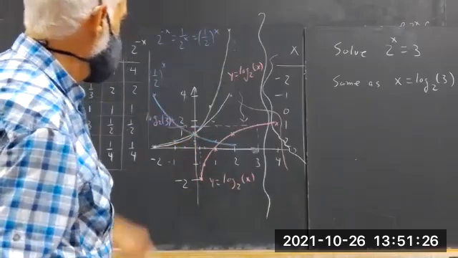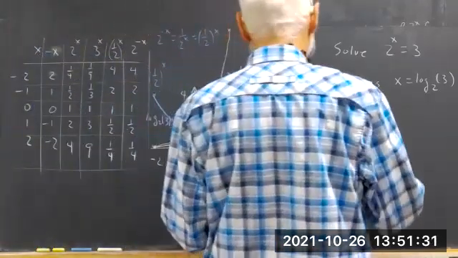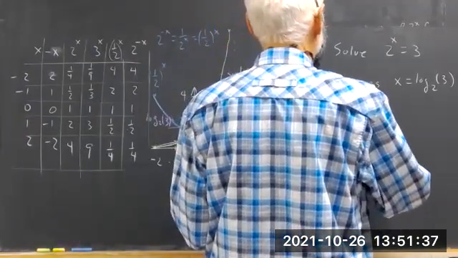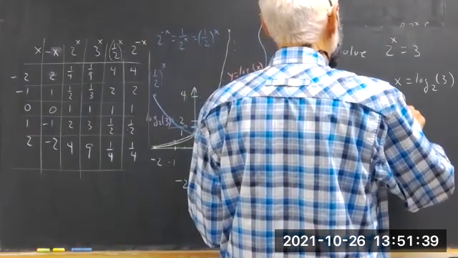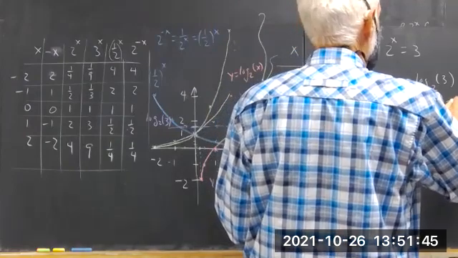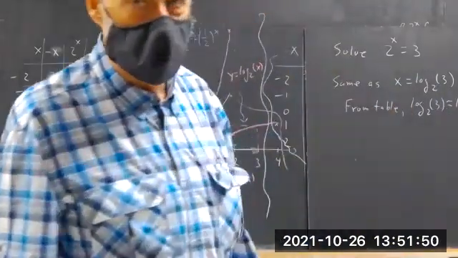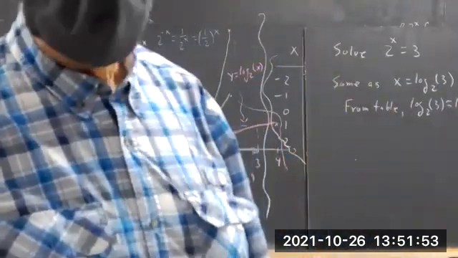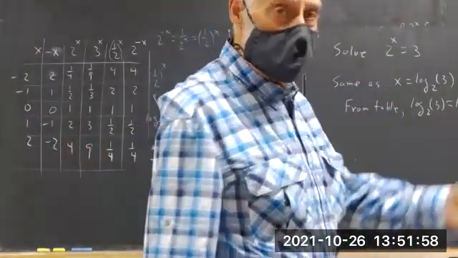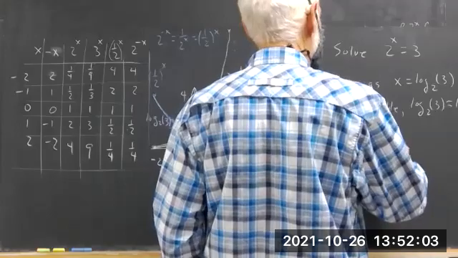Looks like it's about 1.6 or 1.7. I can't decide 1.6 or 1.7. I'm just going to estimate 1.65. Okay, that's not going to be real accurate. I can show you how to use your calculator to get this. You don't have to worry about it right now.